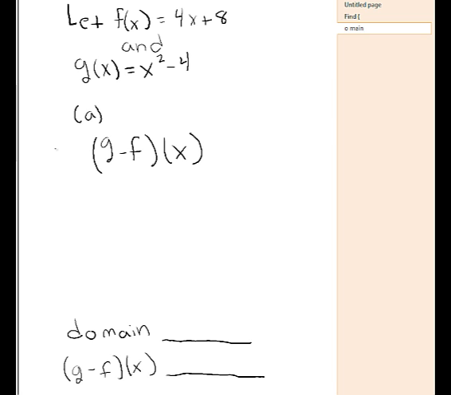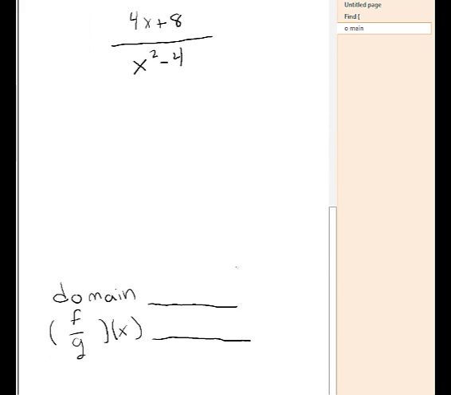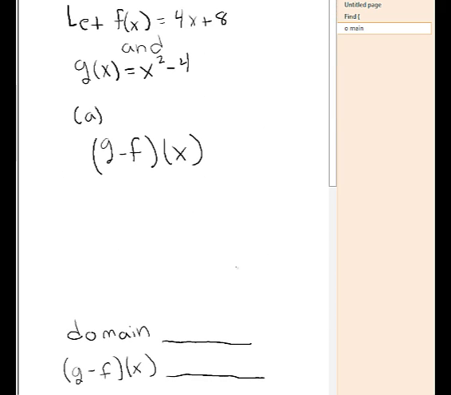Hello, today I'm going to show you how to find the domain and answer to your binomial minus your binomial, and your binomial divided by a binomial. So let's begin.